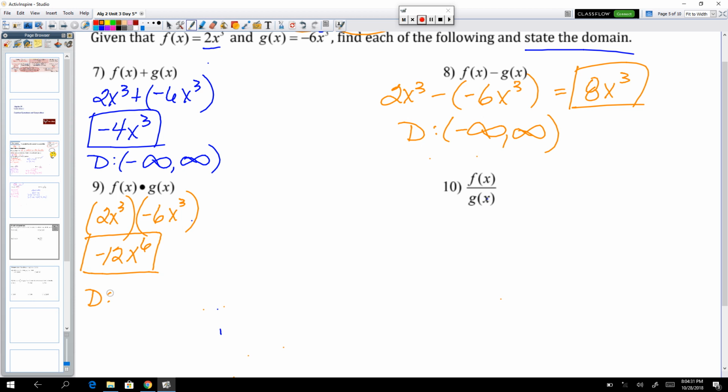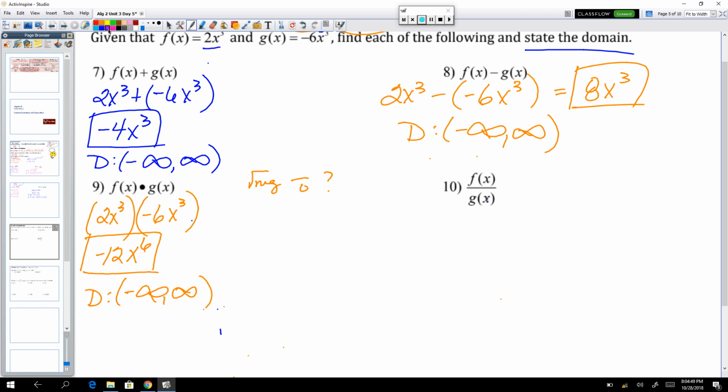Once again, for a domain check, we will check and see if there's a possibility of taking the square root of a negative or dividing by 0. Any of that happening here? No, there's no possible way that I'll do either of those. So once again, I can declare my domain as everything from negative infinity to infinity.